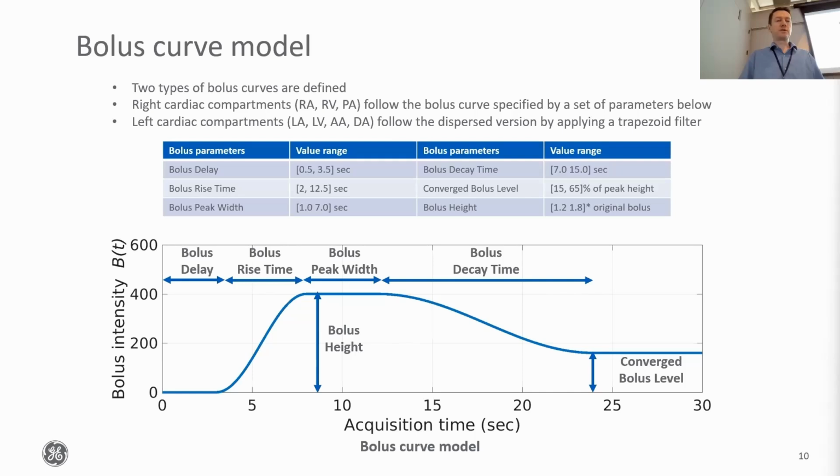This shows our bolus curve model. There are probably many ways to parameterize the bolus shape. We have a delay from injection to when the bolus first arrives on the right side of the heart, and all of these are random numbers that we generate within various ranges. There's a bolus rise time, and we just use a cosine shape for the rise. There's a bolus height, there's opportunity to have a width, sort of a plateau at the peak of the bolus, and then there's a decay time and a final bolus level that might be above the initial level.